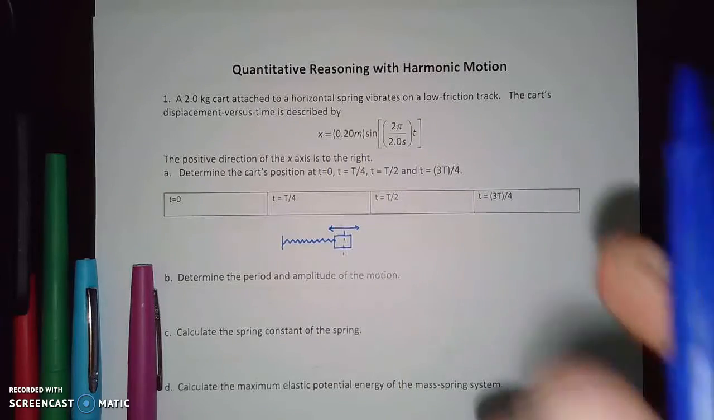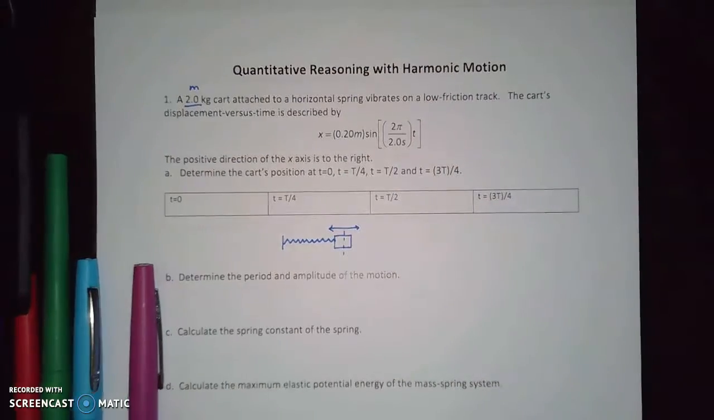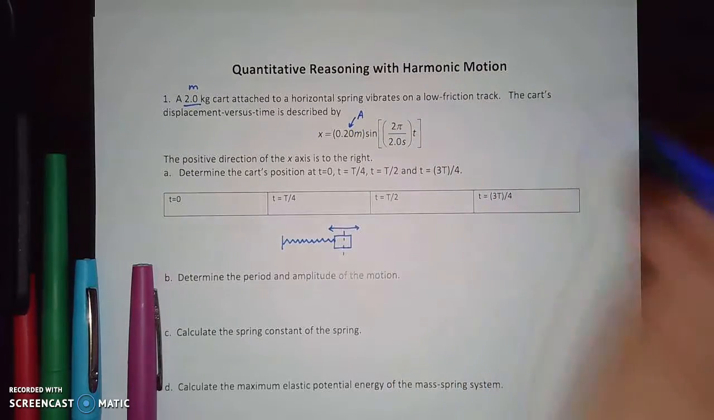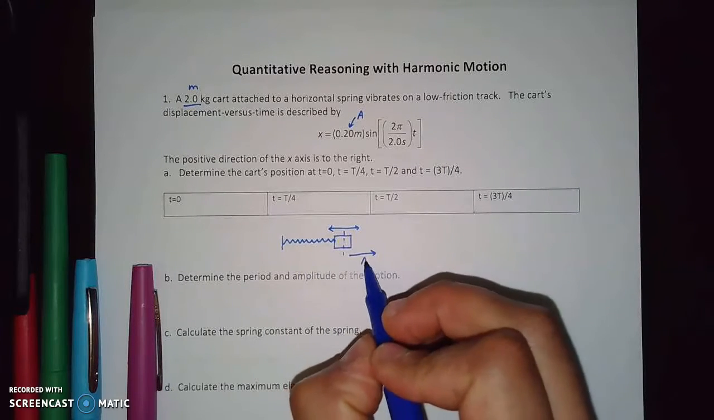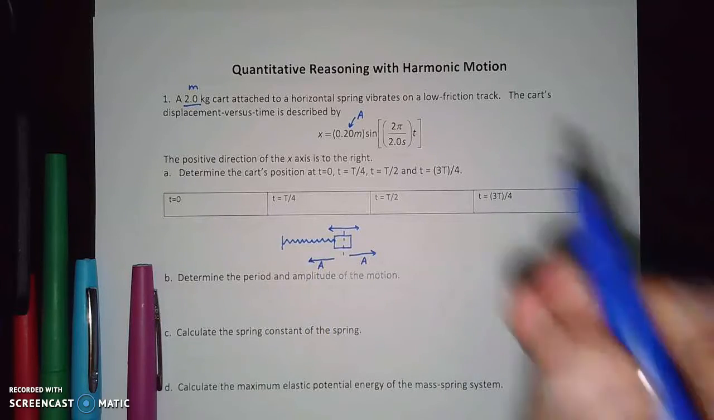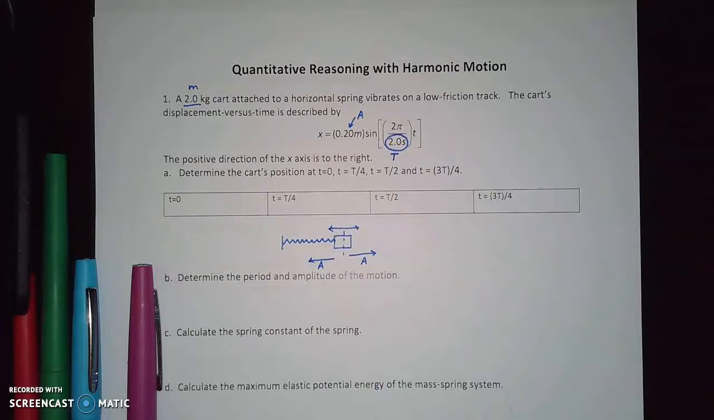Let's first start off and say, this is the mass of the cart. That may come into play later. This is the amplitude of the cart. So how far it's going to move beyond its equilibrium position is the amplitude, its maximum displacement either way. This number down here we know is the period.